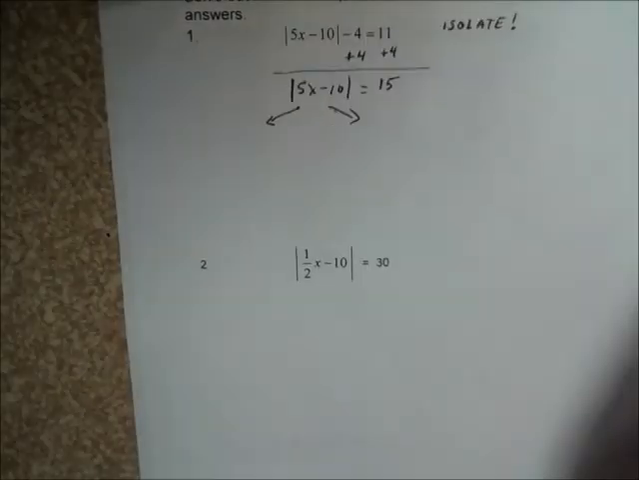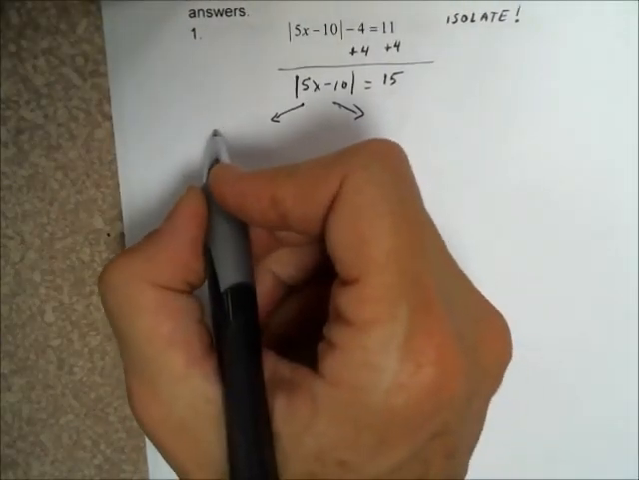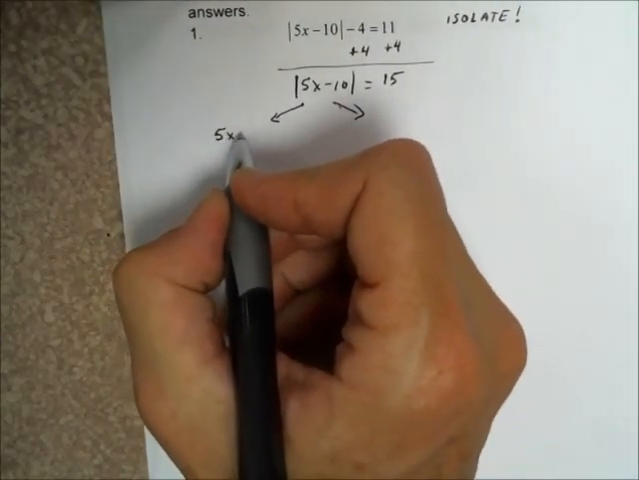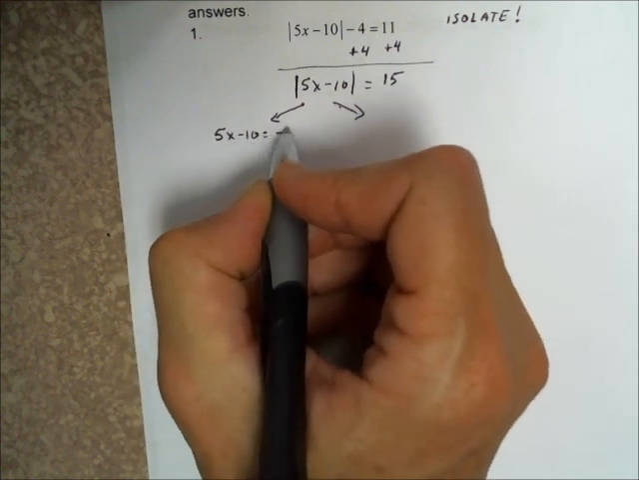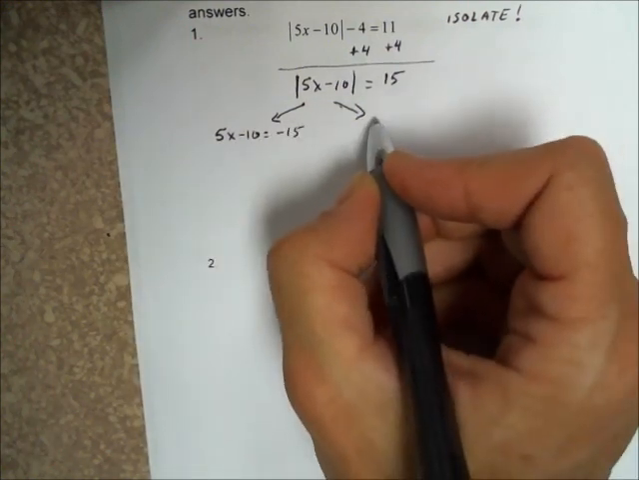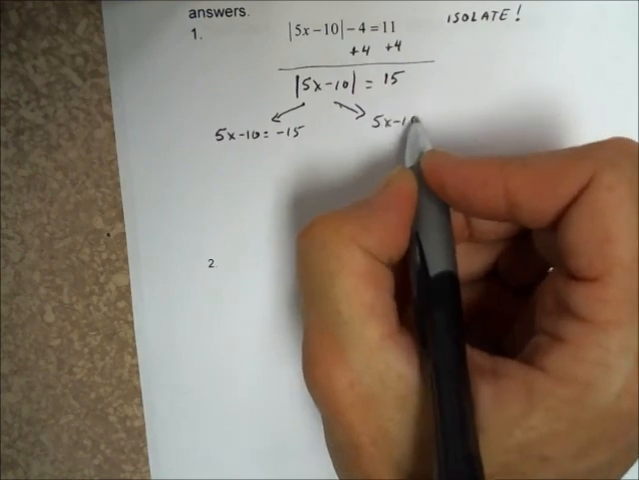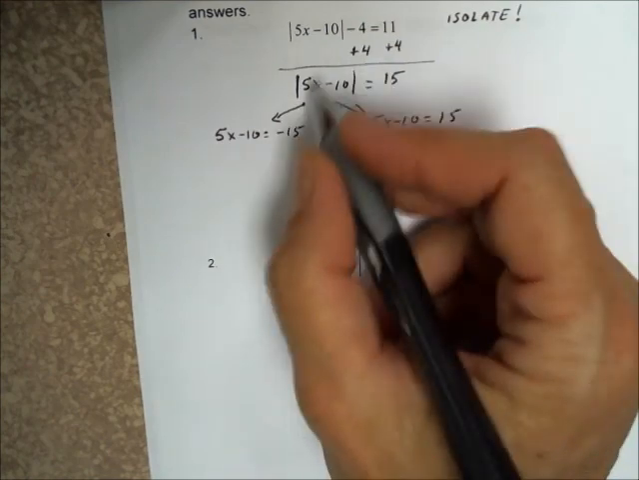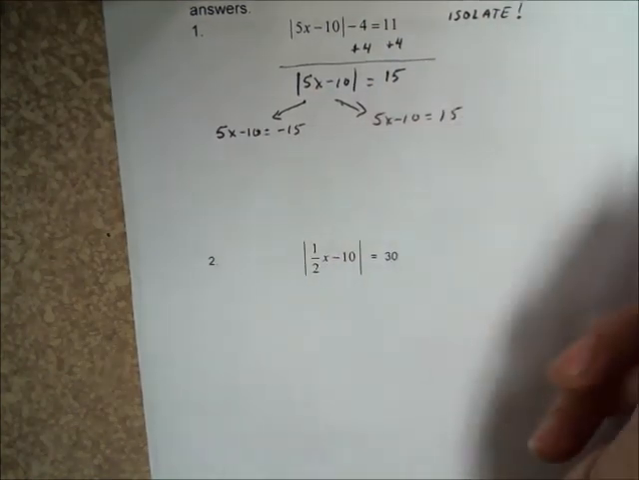So now what we're going to do is a left-hand branch and a right-hand branch like we did on the other page. We're going to create 2 equations. The first one says 5x minus 10 equals negative 15. And over on the right-hand side, it's going to say 5x minus 10 equals positive 15. Just get rid of the absolute values and have a negative and a positive.